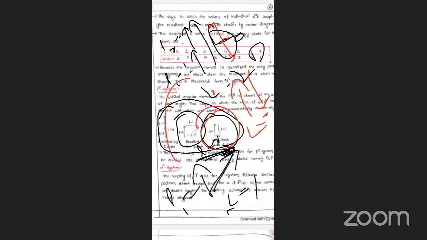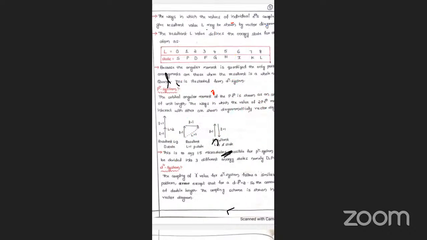You can explain this vectorially also. That is this diagram. What is the diagram? This is L plus L, that is 2. Then L 1 plus 0, that is 1. And this gives 0.